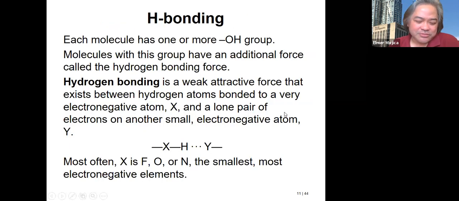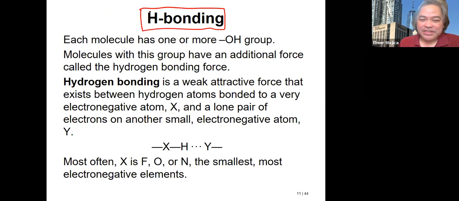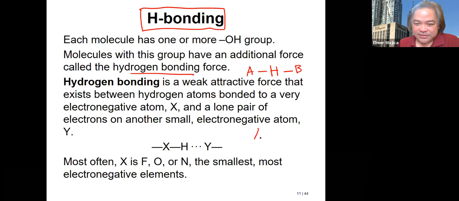Now, what does this have to do with this OH? So there's another one that we have here called H bonding. Each molecule has one or more OH groups, and if you have a molecule with this group, you have an additional force called hydrogen bonding. How does hydrogen bonding exist? Your hydrogen serves as a bridge to any of the three electronegative atoms: nitrogen, oxygen, and fluorine.